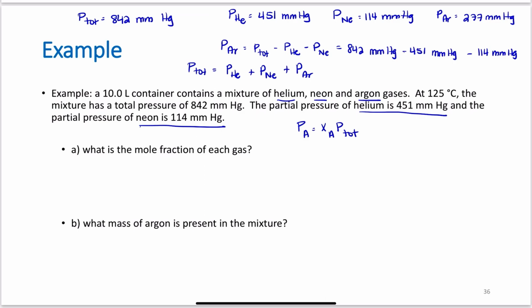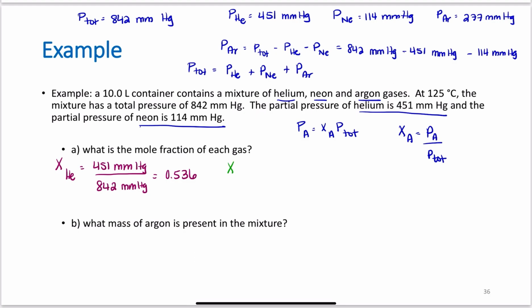So I can rearrange this equation: X sub A is equal to P sub A over P total to solve for the individuals. Let's do helium first. Mole fraction of helium, 451 millimeters of mercury divided by 842 millimeters of mercury. There should not be units on here. This gives me 0.536. No units. My units have canceled out.